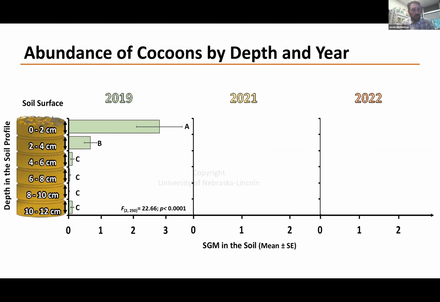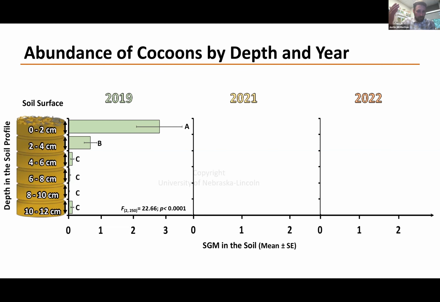So we'll start with the 2019 data. You can really see the bulk of that population is in the top 4 centimeters of the soil surface, but we do have detections 10 to 12 centimeters down, and I don't think anybody's confident on whether or not those individuals that far down could emerge, but a lot of them are right near that soil surface. First 6 centimeters accounts for a lot of what was present.